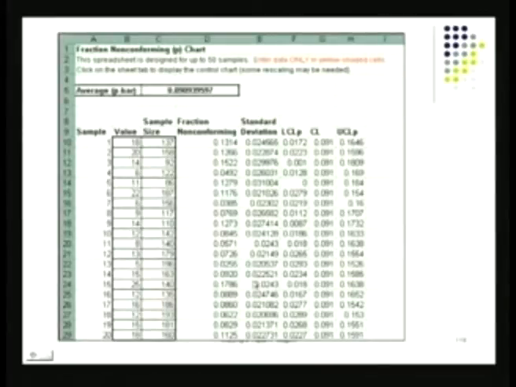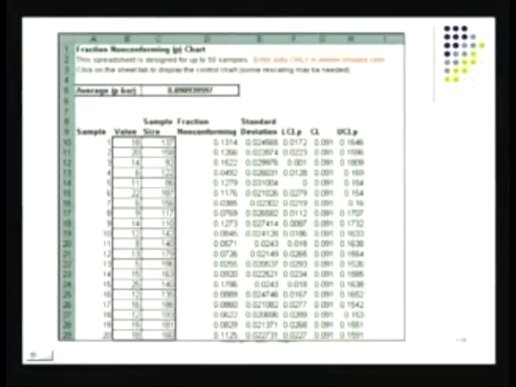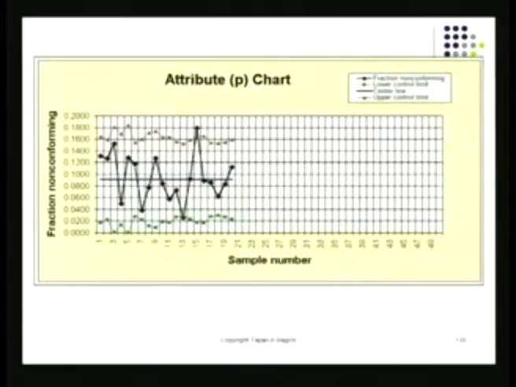How come these are varying? Oh, these could be hourly production, and nobody really can guarantee that hourly production is going to be exactly the same number of units every time. So sample size is varying, n is varying, and if n is varying, the control limits are going to change, and I've got these variable control limits there.